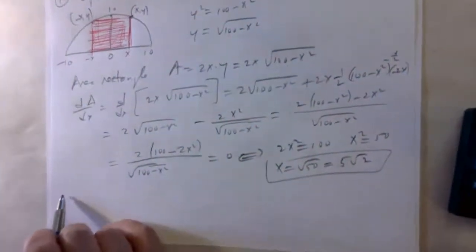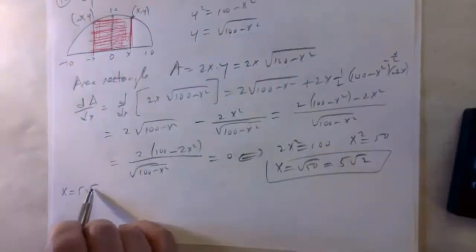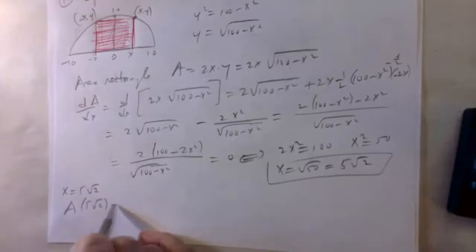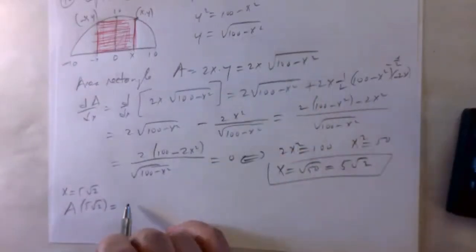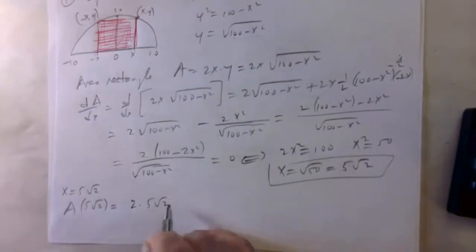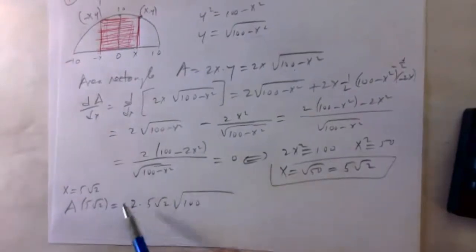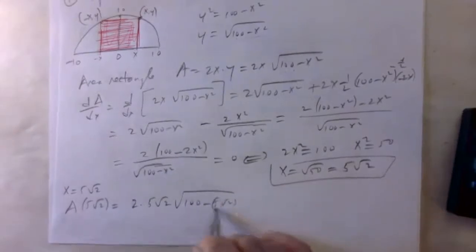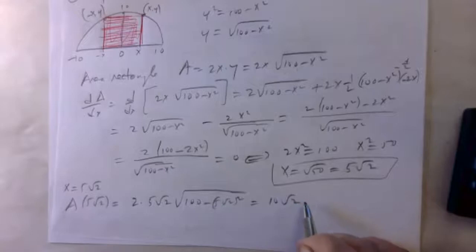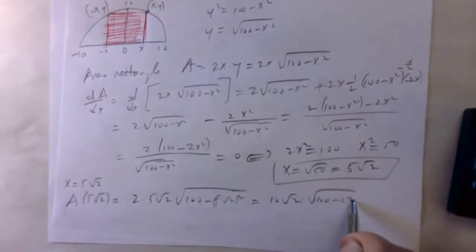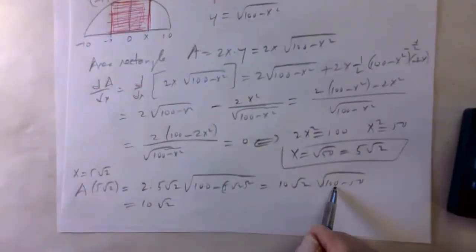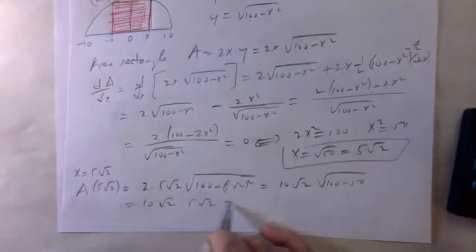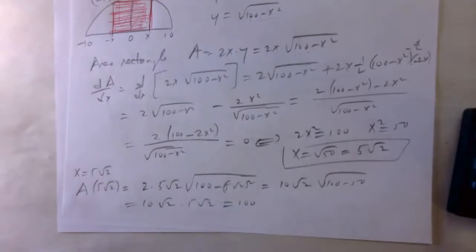So when x is equal to 5 root 2, A of 5 root 2 is equal to, this is my formula for the area, 2 times 5 root 2 times the square root of 100 minus this squared. So that's 10 root 2 times the square root of 100 minus 50, which is 10 root 2 times the square root of 50, which is 5 root 2. So this is 100, evidently. My arithmetic is right. And that's the maximum area.